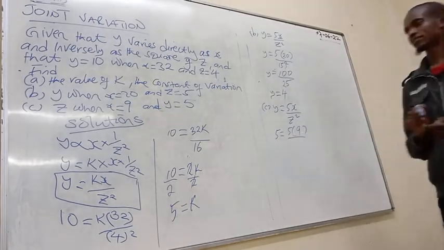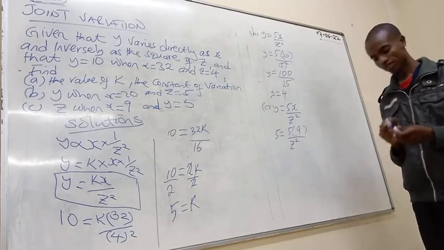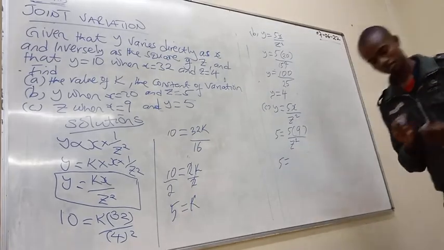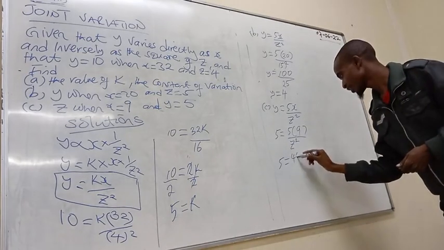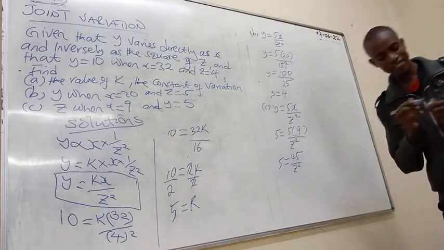Then z, what is z? It is what they want us to find. So let us simplify further. 5 times 9? 45. So it will be 45 over z squared. What should we do next?